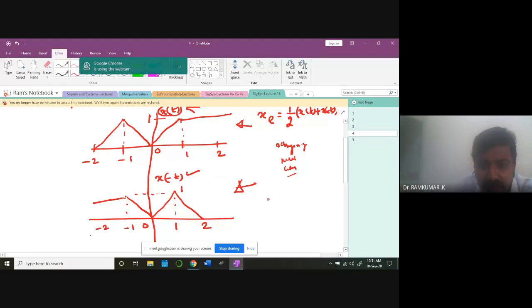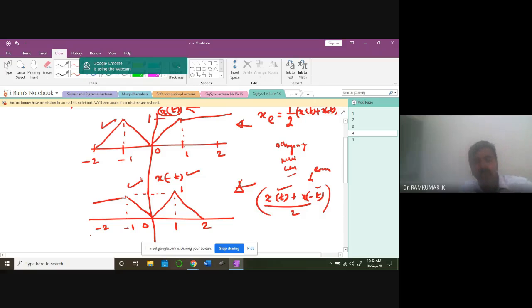So then simply add. What I'm looking for is x of t plus x of minus t, divided by 2, in order to get the even part. So I have to add these two waveforms. Add this waveform with this. What do you get? Can you draw in your notebook? Every one of you, what do you get?